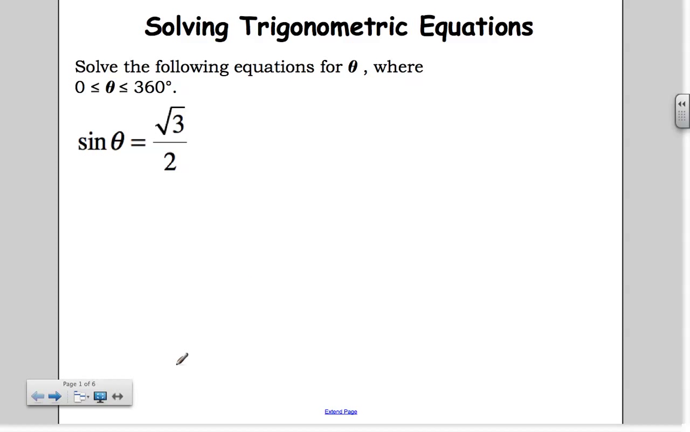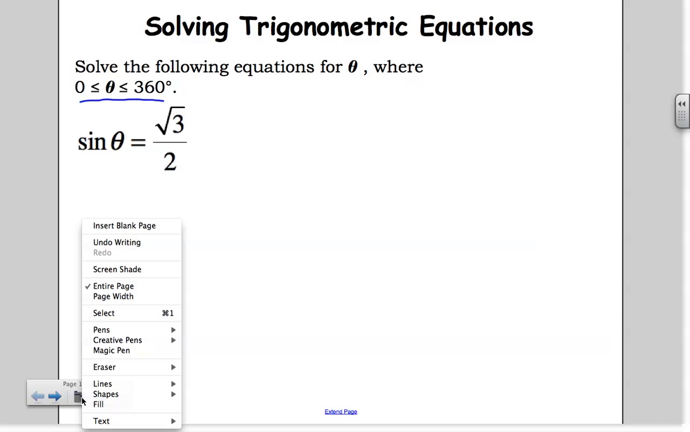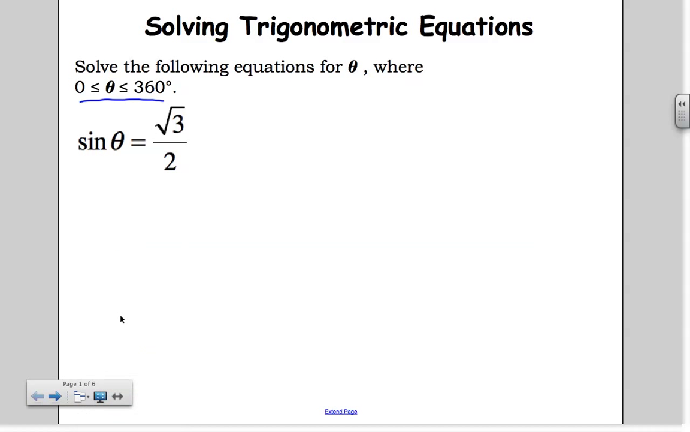So, we've got sine theta equals root 3 on 2, and if we notice, the question also tells us that theta has to lie between 0 and 360. The first thing I would do with this question is, because it tells me that theta lies between 0 and 360, I would think to myself, okay, I need to decide which quadrants from our circle my answers will lie in. So the first thing I would do is draw a circle.